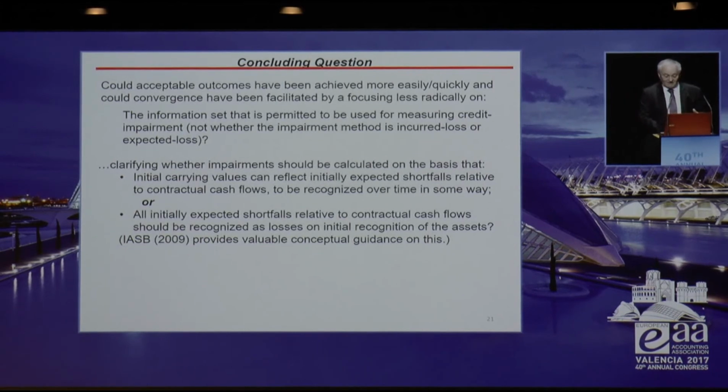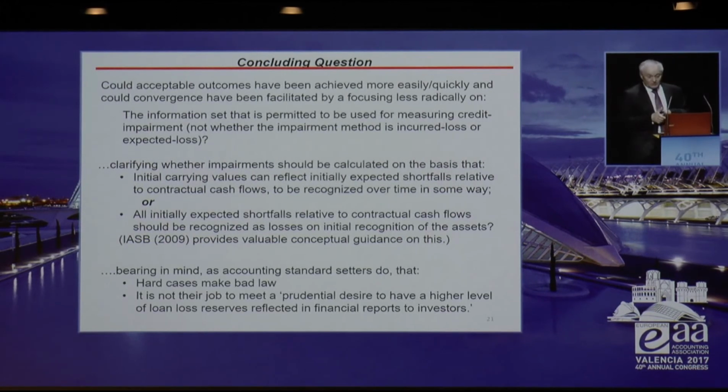clarifying whether impairment should be calculated based on initial carrying values reflecting initial shortfalls, or on the basis that initially expected shortfalls relative to contractual cash flows should be recognised immediately. So this could have been a simple focus which could have avoided all sorts of complications. This needed to be sorted out, and I don't think it has yet.